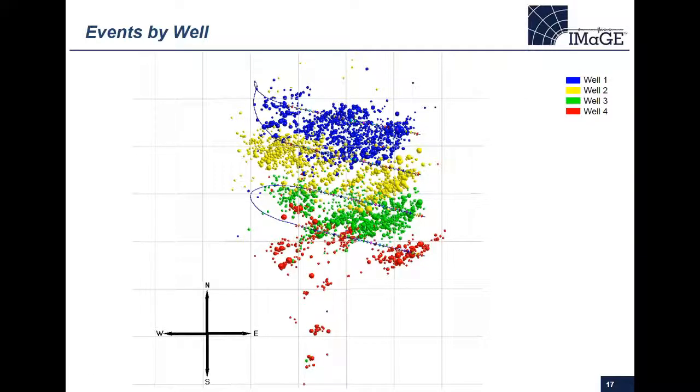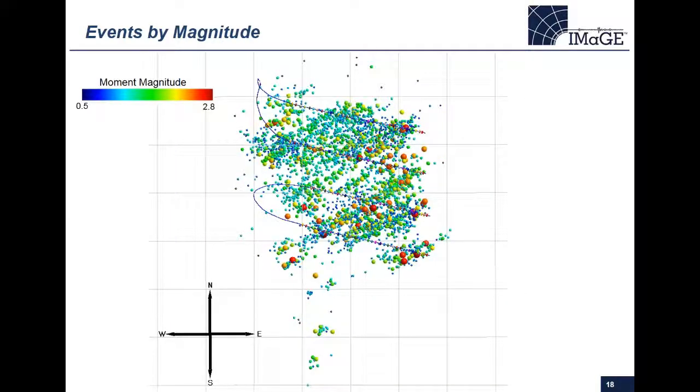We are also able to color them by stage. I haven't shown it here, but we can break it down even further if we want to know exactly which stage of treatment is being affected in which area. And we can color them by magnitude, as shown here, or several other parameters that I won't go into too much detail, but pretty much any parameter you can color microseismic results by.